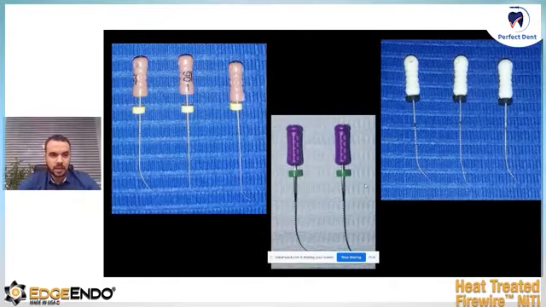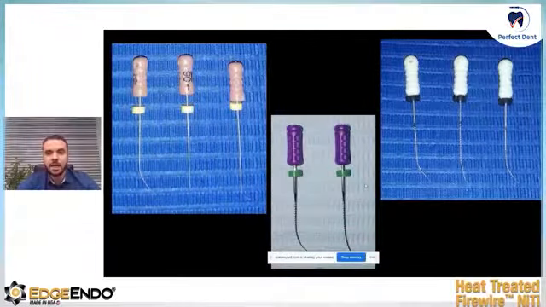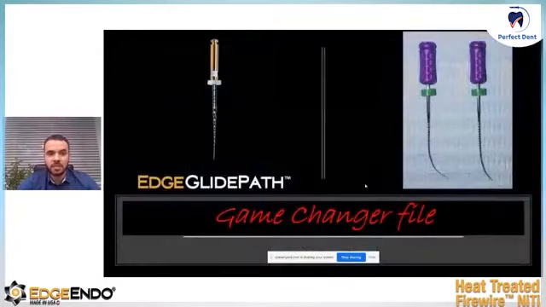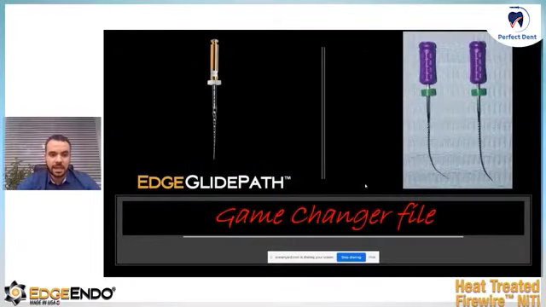Before using the Edge Glide Path, I used a 6 file, a recurved file, until the file became loose in the canal, then 10 file and 15 file. But with the game changer Edge Glide Path file, I only need to use a 10 file to be completely loose in the canal, and I use the Edge file and a stepwise intraoperative activation technique.